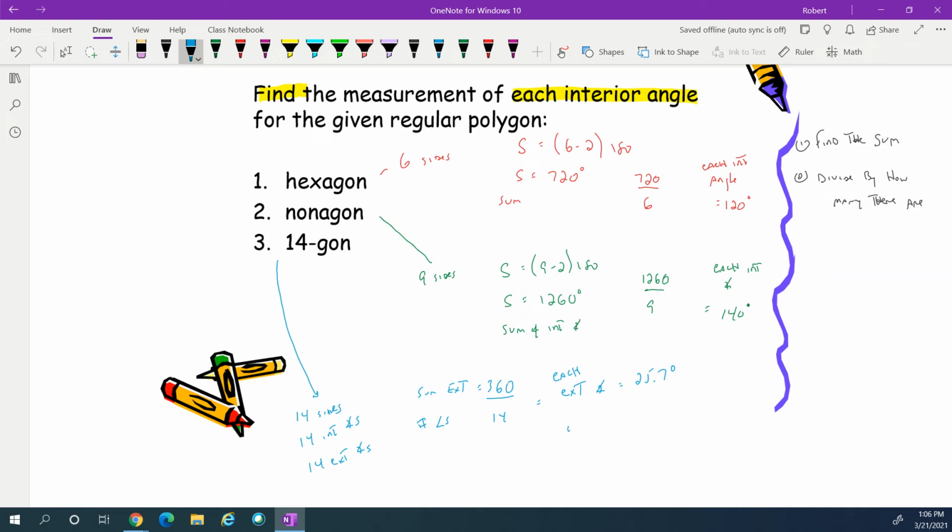And now, since we know an interior plus an exterior equals 180, we can find the interior by subtracting it from 180. So 180 minus 25.7 tells us that the interior is 154.3 degrees. So we can approach this a few different ways.